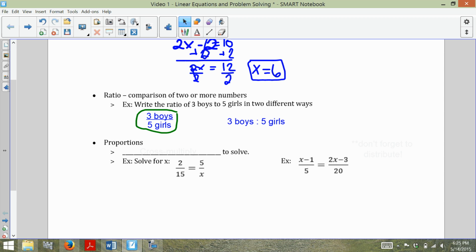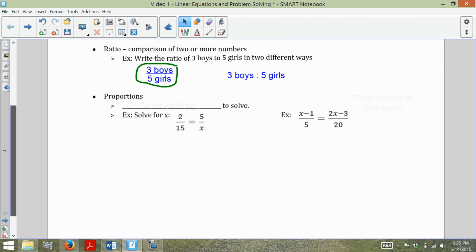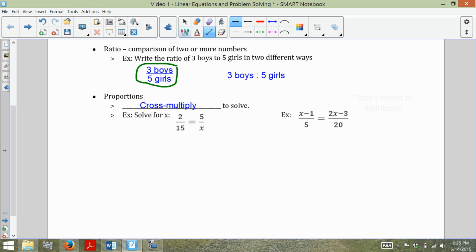Now, once we've got ratios down, I can talk about 2 ratios set equal to one another, and that's what we call a proportion. A proportion involves me going to cross multiply in order to solve. So cross multiply means I multiply through the diagonals. So I'm going to multiply, for example, 2 times x. That's going to give me 2x. And multiply this diagonal as well. 15 times 5 is going to give me 75.